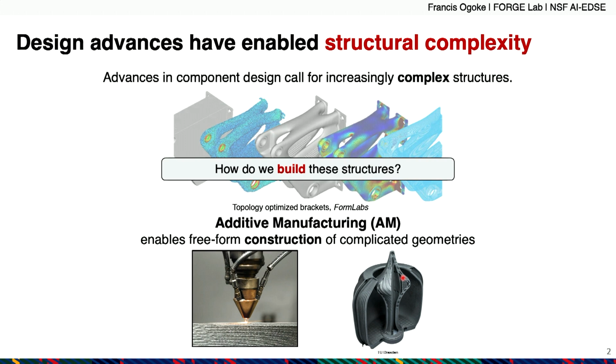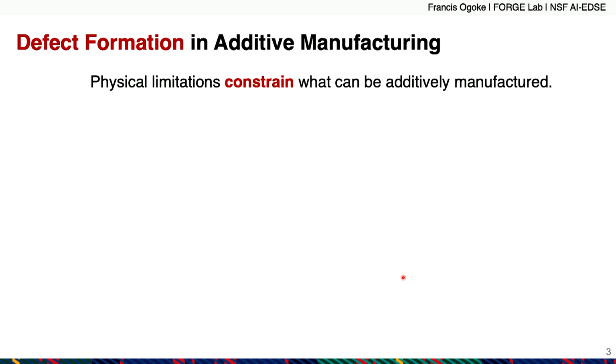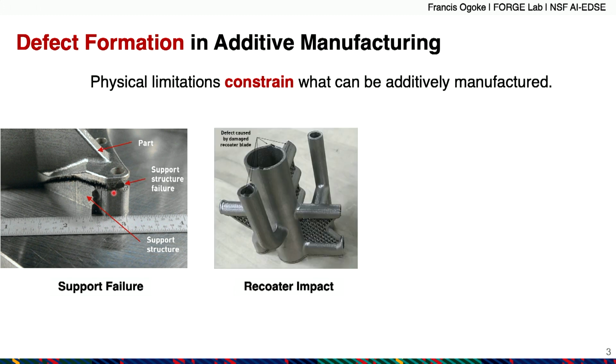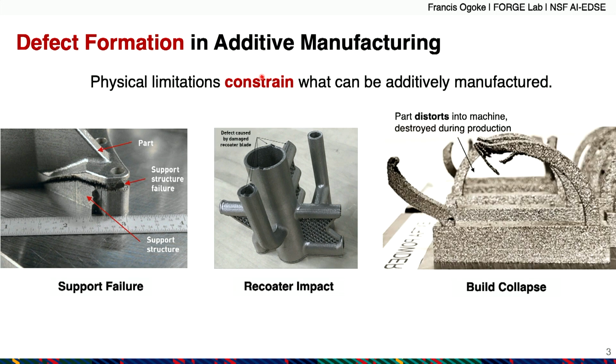But while this is pretty useful, it's by no means a magic bullet, and you still have to be really cognizant of defects and physical constraints of additive manufacturing. For instance, if you aren't mindful of that, you can have defects where your support fails because your part delaminates from the build plate entirely, you have this massive crack in your part, or you have your part crashing into your machine and causing defects, or even more catastrophically, your part is completely destroyed during printing because it's distorted so badly it crashes the machine.